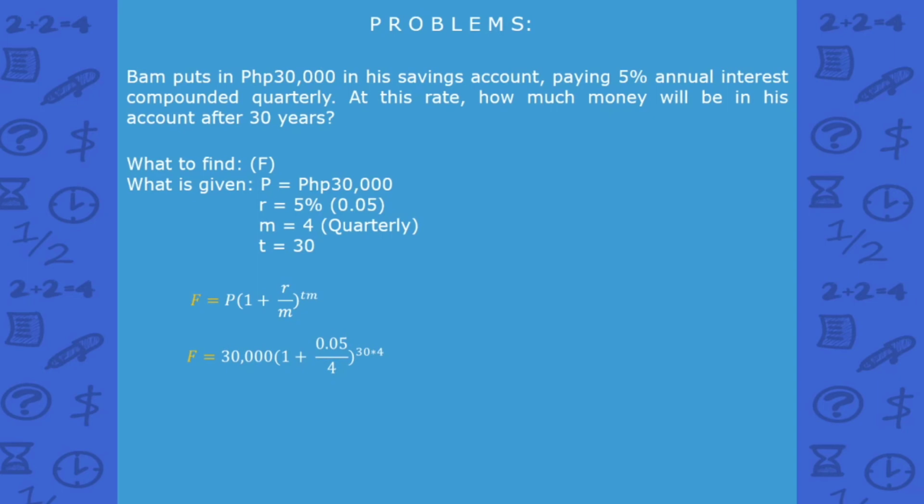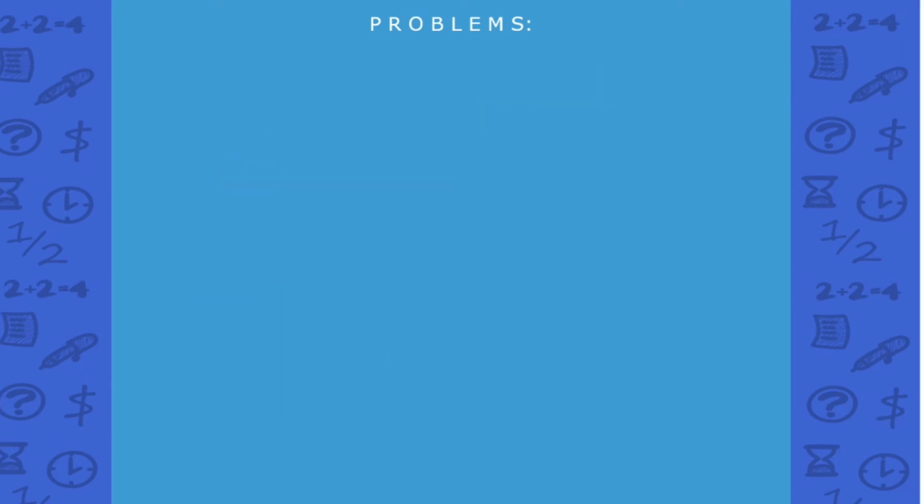Substitute the values, we get this. Now, we calculate the formula and we get this value. So, Pam, after 30 years, has around 133,206.40 pesos in his savings account.